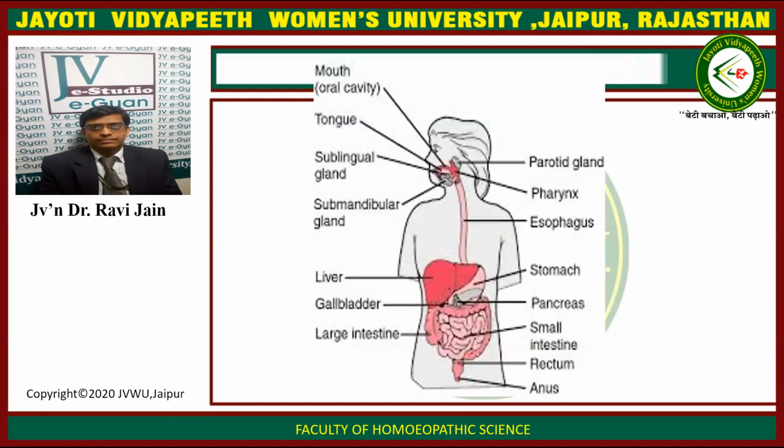This is the alimentary tract. The anatomy you have already studied in the first year, so we won't be repeating it in detail. You just have a look at the anatomy. We have a mouth, that is the oral cavity. We have the tongue, the parotid gland, sublingual gland, and submandibular gland. From there, the esophagus descends downwards. There is the liver and stomach. There is also the gallbladder and pancreas. We have the large intestine and small intestine. So this is the brief anatomy of the alimentary tract.